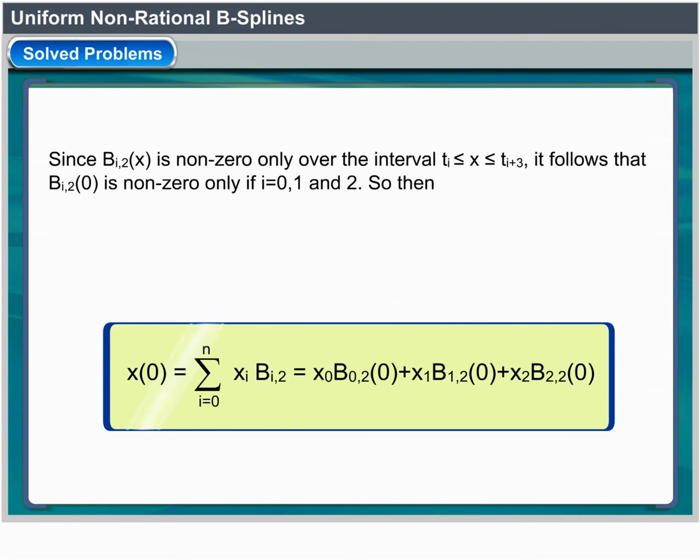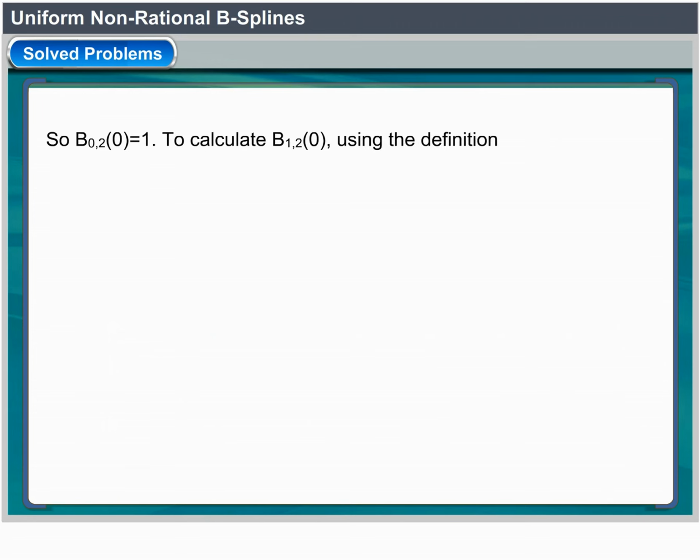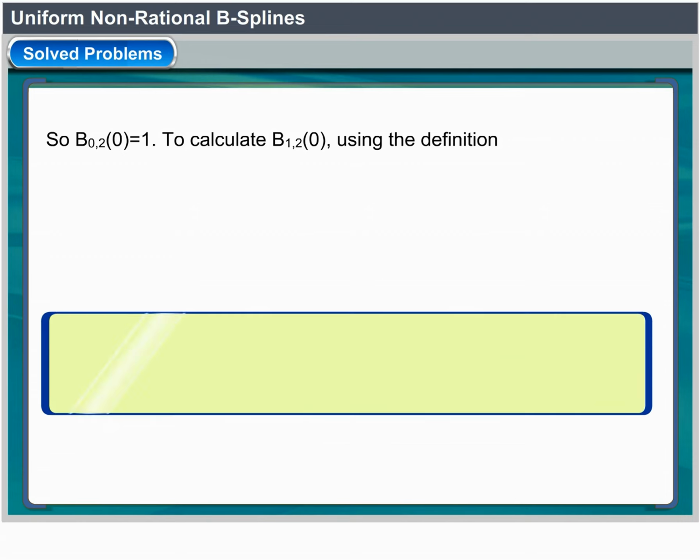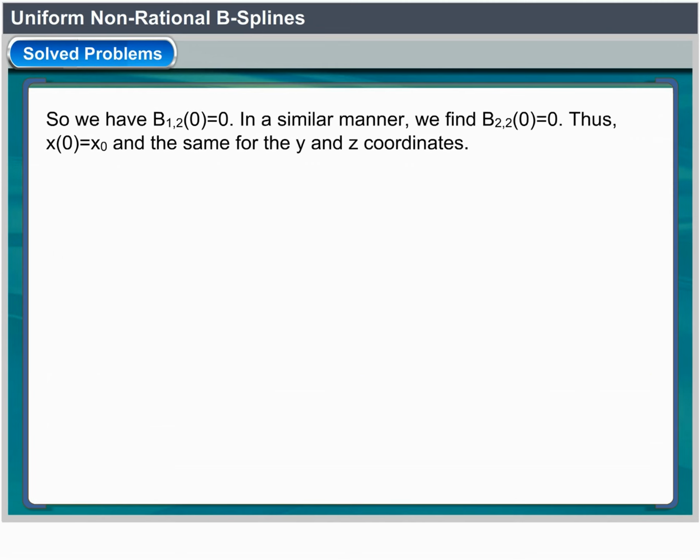To calculate b_{0,2}(0) using the definition and the convention that 0/0 equals 0, we obtain b_{0,2}(0) equals b_{1,1}(0), and b_{1,1}(0) equals b_{2,0}(0), and b_{2,0}(0) equals 1. So b_{0,2}(0) equals 1. To calculate b_{1,2}(0) using the definition as shown, we have b_{1,2}(0) equals 0. In a similar manner, we find that b_{2,2}(0) equals 0.